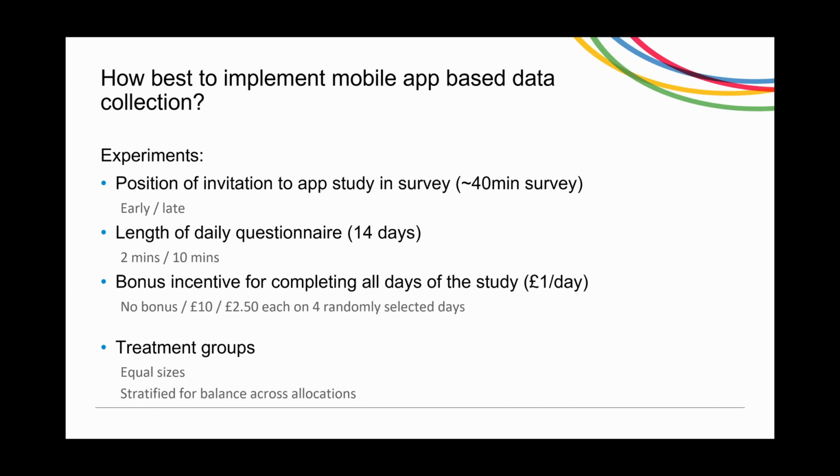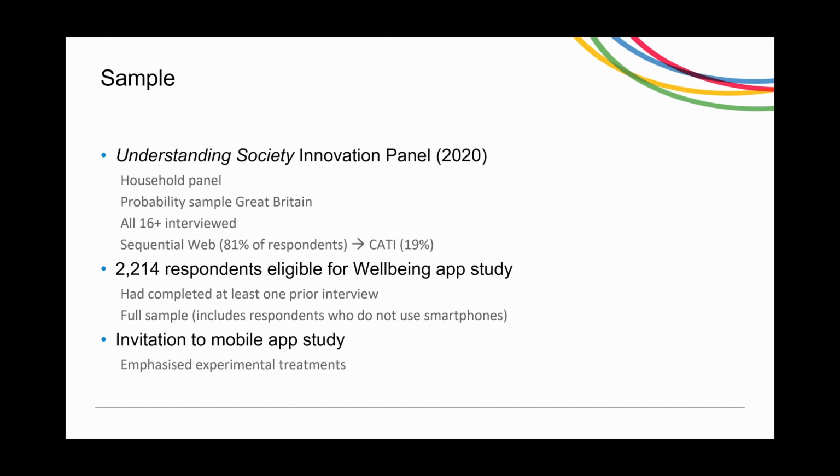So of these experiments, the position just happened within the interview. They were asked early or late, but the length of the daily questionnaire and the bonus incentive were highlighted within the invitation. So people were told, this is how long it'll take, this is what you'll get. So the treatment groups were equally split, and they're stratified across these 3 experiments. So this is using the Understanding Society Innovation Panel sample.